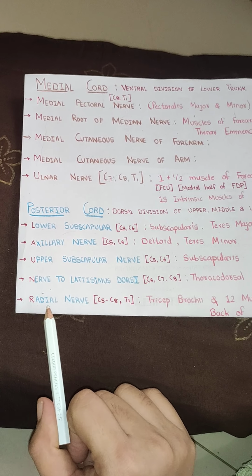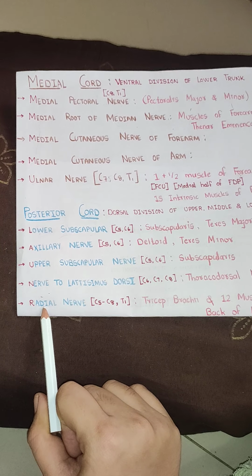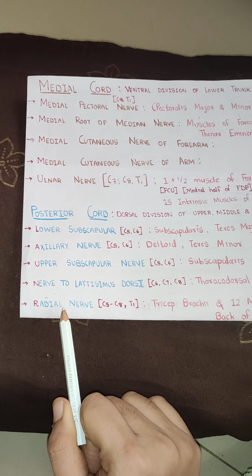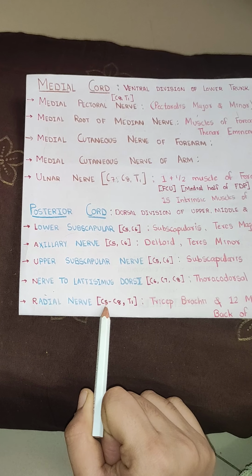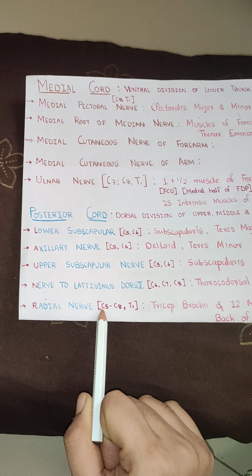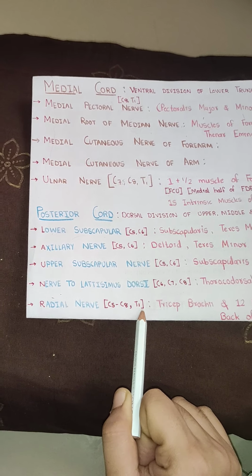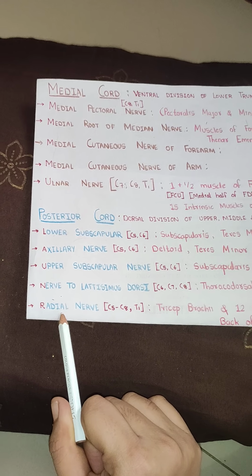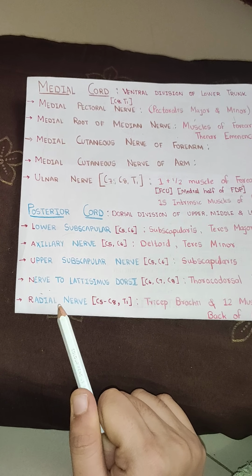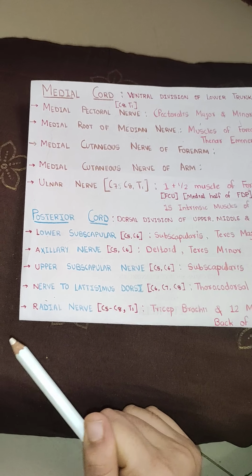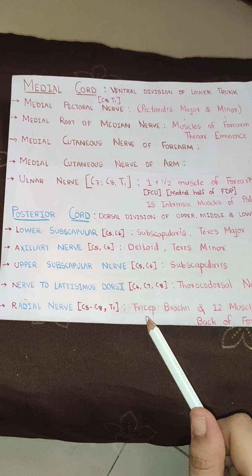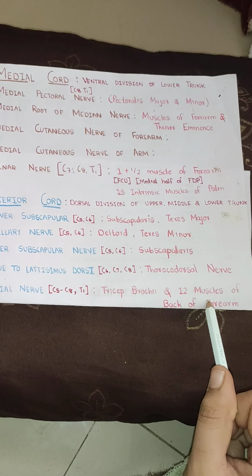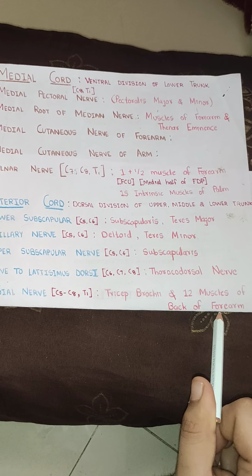R stands for radial nerve. Radial nerve is the thickest nerve of brachial plexus. It arises from all the root values of brachial plexus, that is from C5 to C8 and T1. The radial nerve supplies the muscles which are of the back part of the upper limb, that is all 3 heads of triceps brachii and the muscles of back of the forearm.